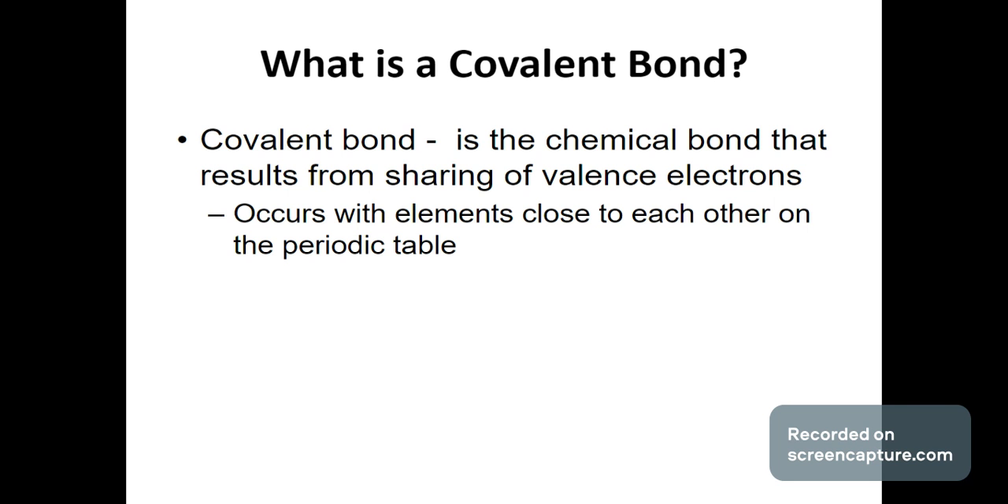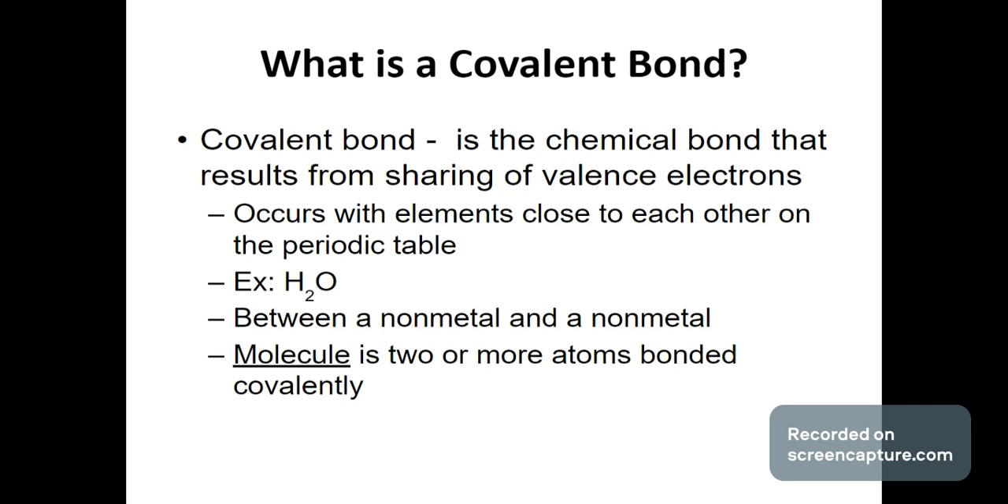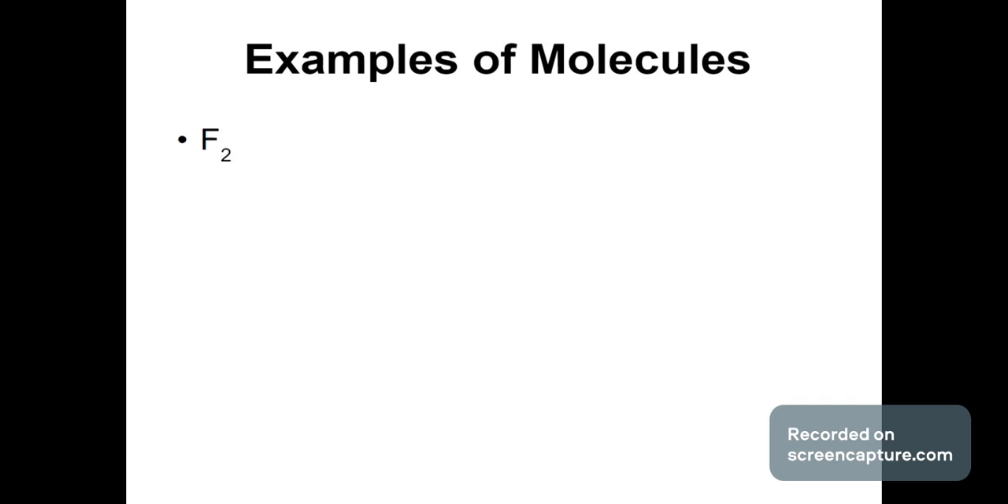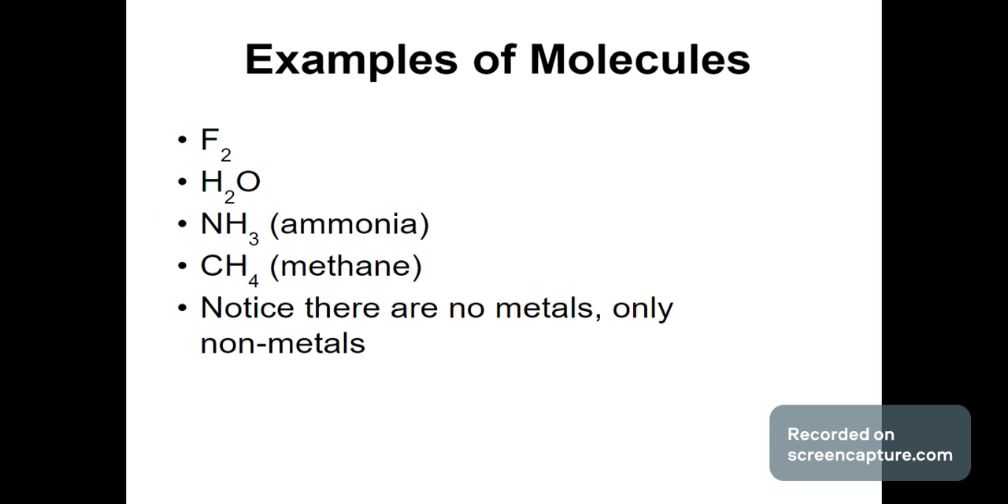Examples: water, H2O. Also, bonding between non-metals and non-metals happens quite often. And molecules, again, are when two or more atoms bond together covalently. Now, this is for covalent bonds or covalent molecules. Examples of molecules are this, a diatomic one, which is fluorine. Then we have H2O, water. We also have ammonia, and then we have methane here. Along with, if you notice, that each of these are nonmetals.